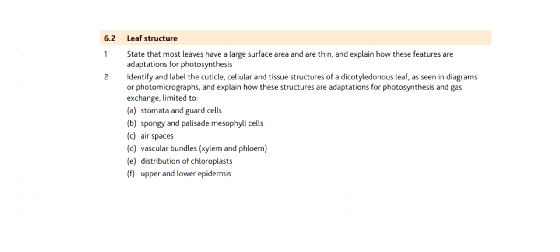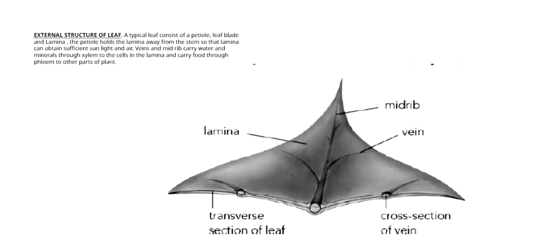Here in front of you, there is a diagram of the external structure of the leaf. If you see, students, all the leaves, which are the main area of photosynthesis, have a central midrib. This central midrib is actually the vascular bundle. What is a vascular bundle? A vascular bundle is the combination of xylem and phloem. Xylem is the water pipe and phloem is the food pipe.